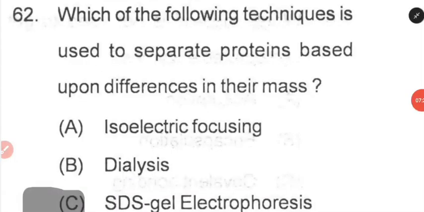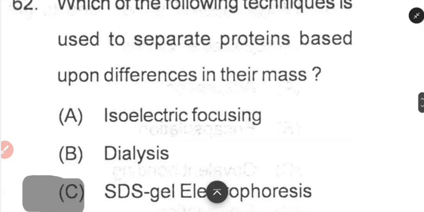Okay, next question. Which of the following techniques is used to separate proteins based upon differences in their masses? We utilize SDS gel electrophoresis, which separates different proteins based upon their mass or size. So the right answer is SDS gel electrophoresis.